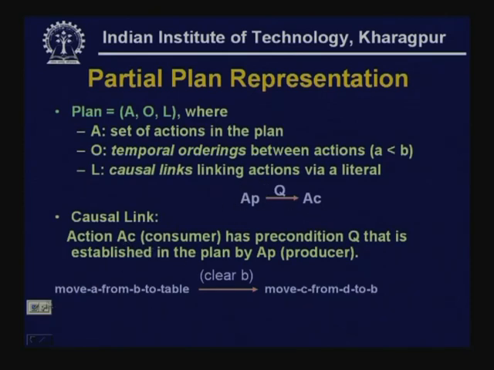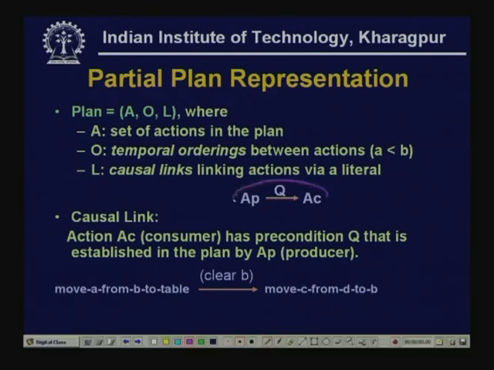This is an example of a causal link. AP achieves Q for AC. Action AC has precondition Q that is established by the plan by AP. Another example, when one moves A from B to the table, the effect is to clear B, and clear B is required to move C from D to B.